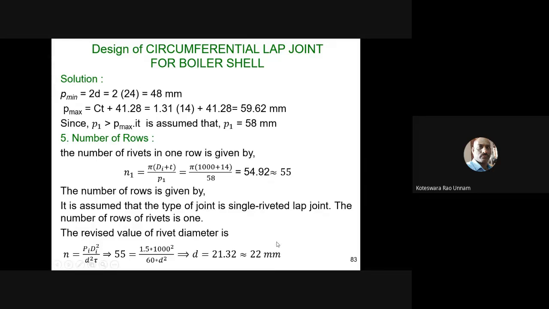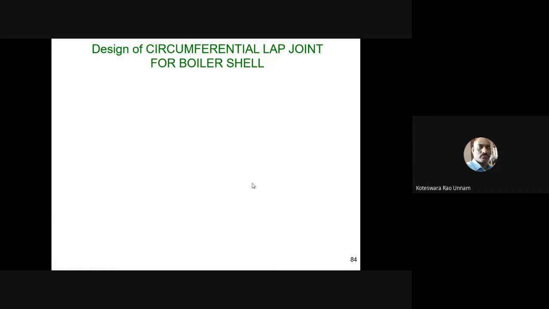Once you're done with all this, the final thing is, since you have only one row, there is no question of transverse pitch. When there is more than one row, only then will we talk about the transverse pitch. So here you have only one row, which means your transverse pitch value is 0. Then the only thing I need to calculate is the overlap of the plates.